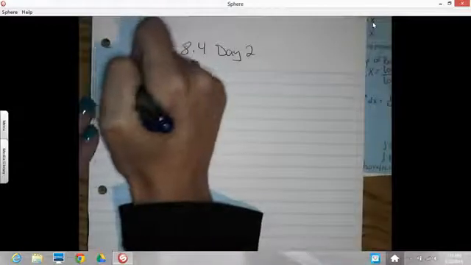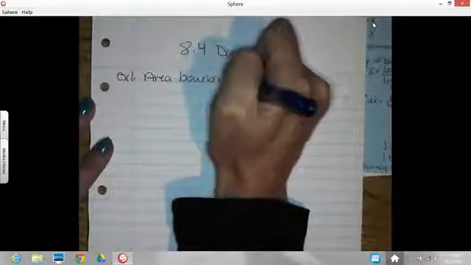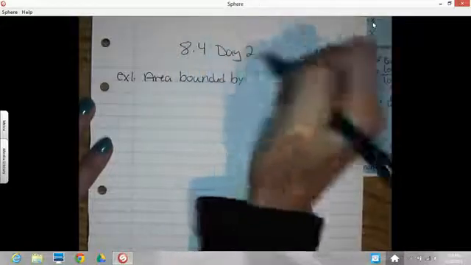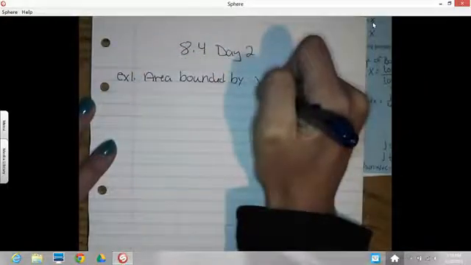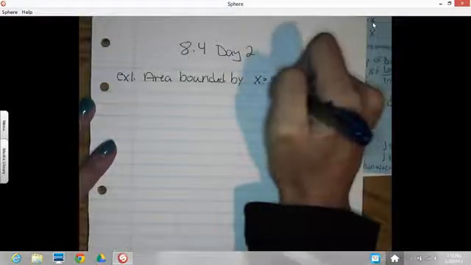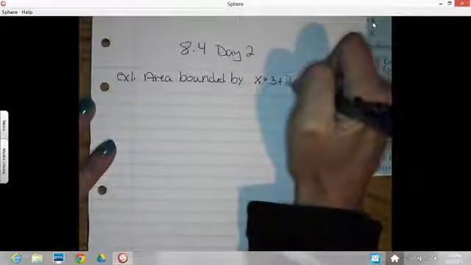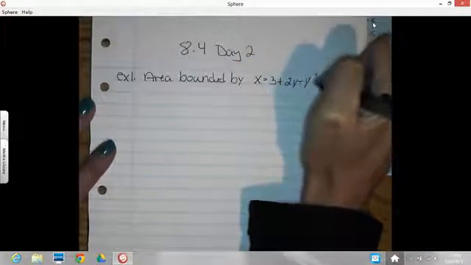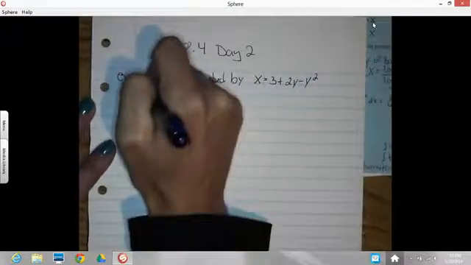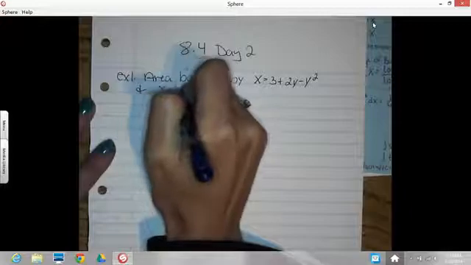First one, we want to find the area bounded by the equation x equals 3 plus 2y minus y squared, and the other equation is x plus y equals -1. Okay, first of all, you got to take yourself back to advanced algebra.